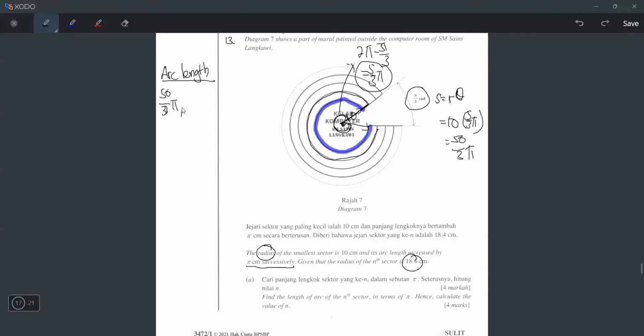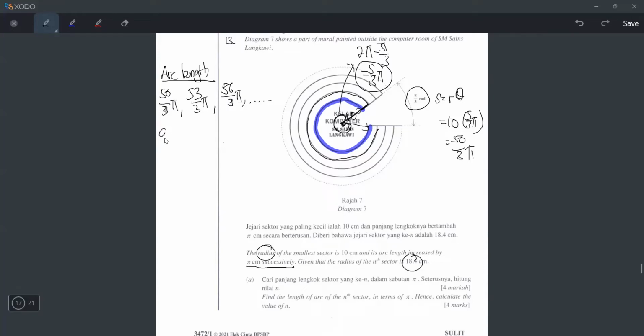It means that you will plus pi. So when you plus pi, you get 50 over 3 pi plus pi, right? So what's 50 over 3 pi plus pi? 53 over 3 pi. Yeah, 53 over 3 pi. And then the next one will be 53 over 3 pi plus pi, which is 56 over 3 pi. Okay, and so on, until the biggest one.